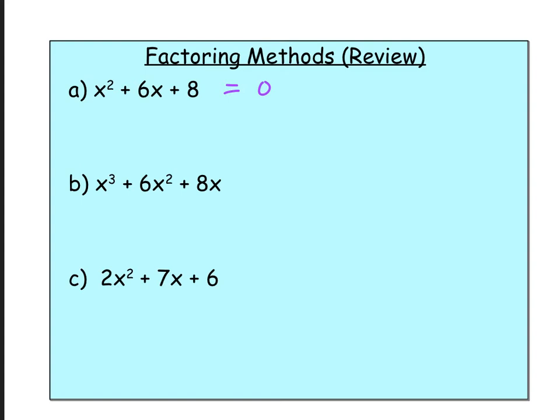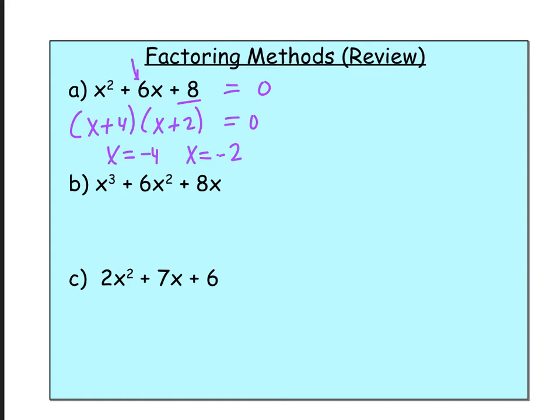Factoring things like this, x squared plus 6x plus 8. This is a nice quadratic trinomial, so I'm going to look for factors of 8 that add up to 6. Of course those numbers are 4 and 2. So this would factor into x plus 4 times x plus 2. And then we could set each factor equal to 0 using the zero product property, and we could get the two zeros that way.